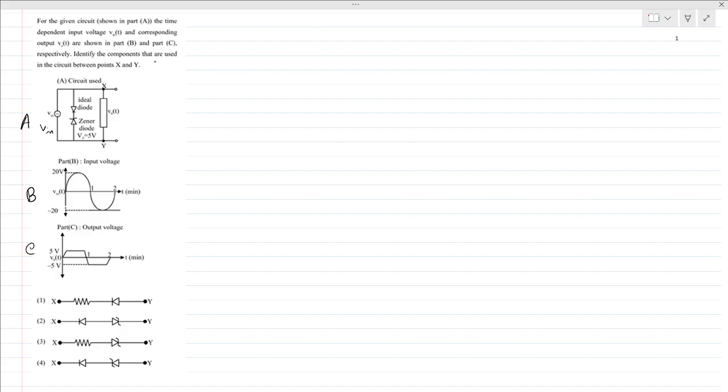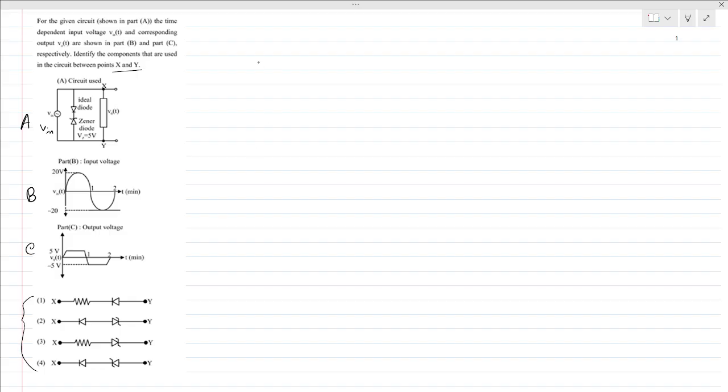Identify the components that are used in the circuit between points X and Y. We need to identify which components should be used between points X and Y among the four options given, options 1 to 4.